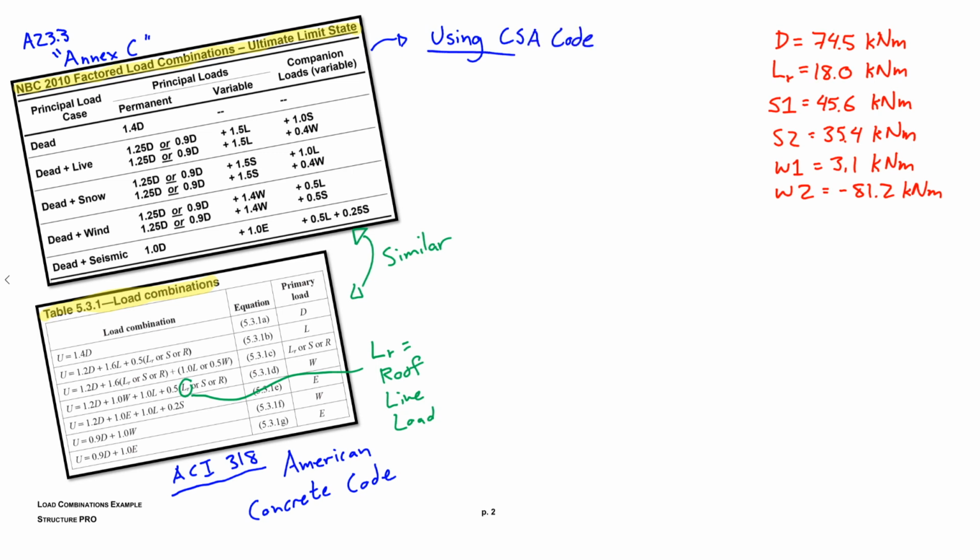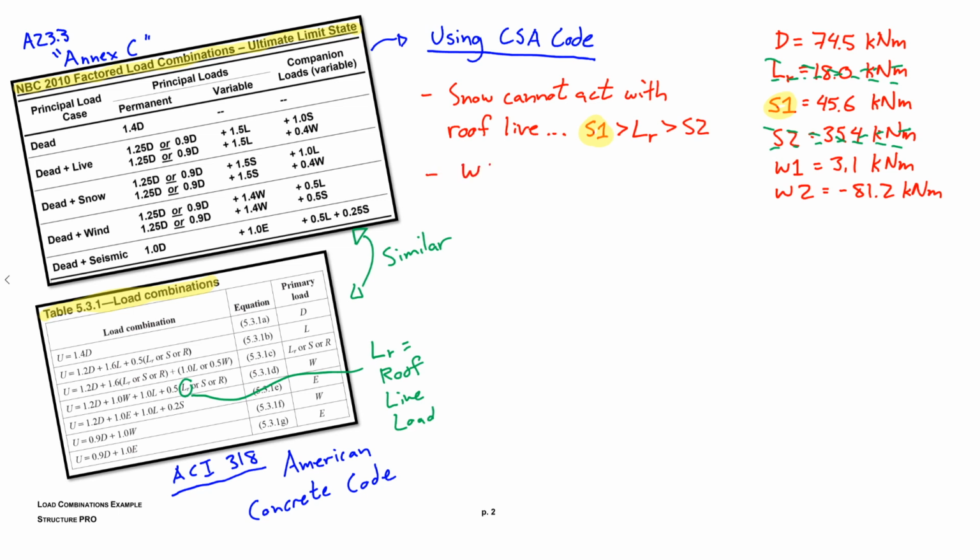We're going to be using the CSA code, the Canadian Standards Association code, which references the NBC, and we need to make a few observations. The first is that the snow load can't act with the roof live load. This is the same as the American code. We don't assume that maintenance is being performed on roofs while the snow is there. So with S1, the first snow load, being greater than the roof live load, we can neglect the roof live load, and we can neglect S2, the other snow load, because S1 is greater. We can only have one snow load acting at a time.